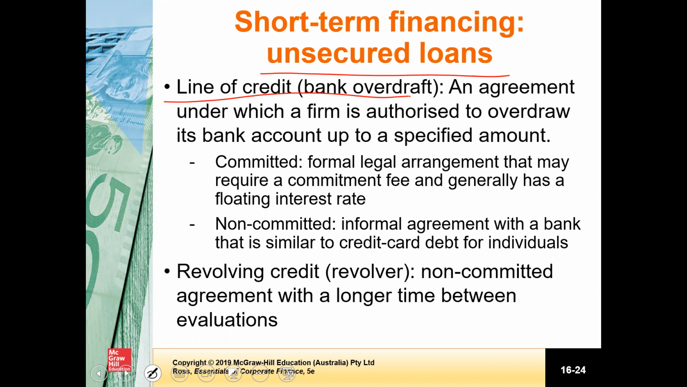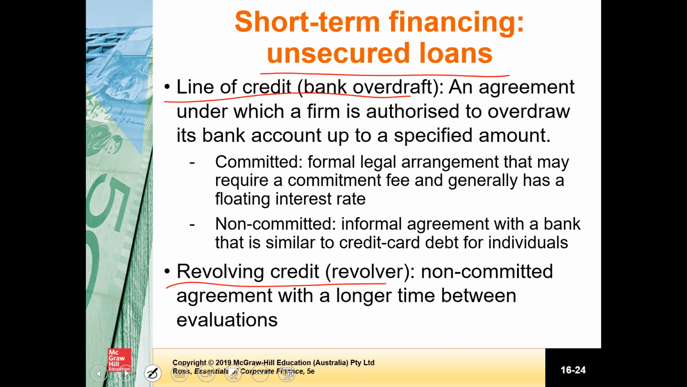A bank overdraft is an agreement under which a firm is authorized to overdraw its bank account up to a specified amount. Okay, to ensure that the overdraft is used for short-term purposes, the borrower is required to make sure its bank balance fluctuates by periodically repaying some of the loan, and then when required, it can borrow up to the overdraft limit. Okay, banks like to see the line being used, but not being at its limit continually for the whole year.